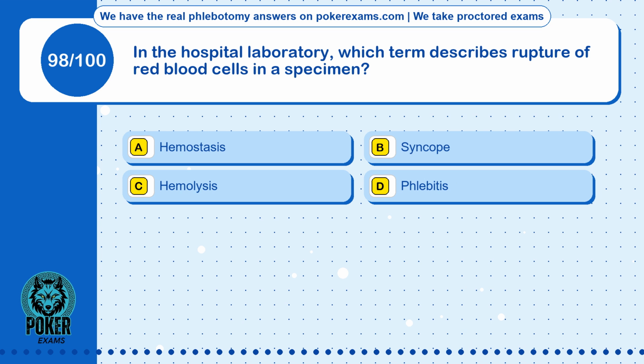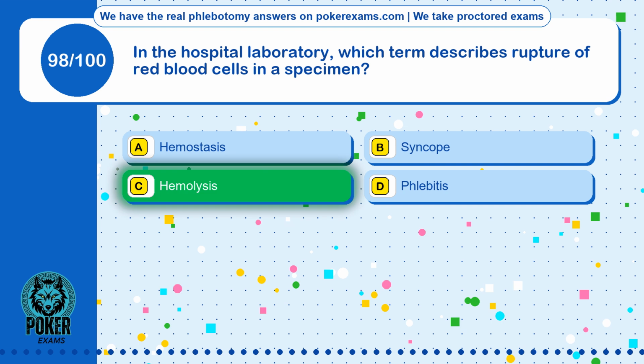Question 98. In the hospital laboratory, which term describes rupture of red blood cells in a specimen? Option A, hemostasis. Option B, syncope. Option C, hemolysis. Option D, phlebitis. The correct answer is option C.